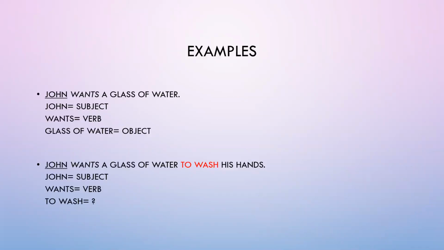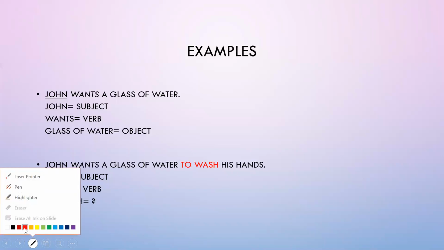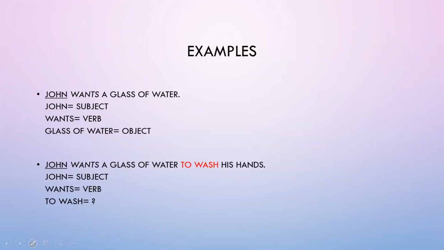So let's take some examples. John wants a glass of water, right? In this particular sentence, John is the subject, wants is the verb, the action, and a glass of water is the object. So wants will be the finite verb.